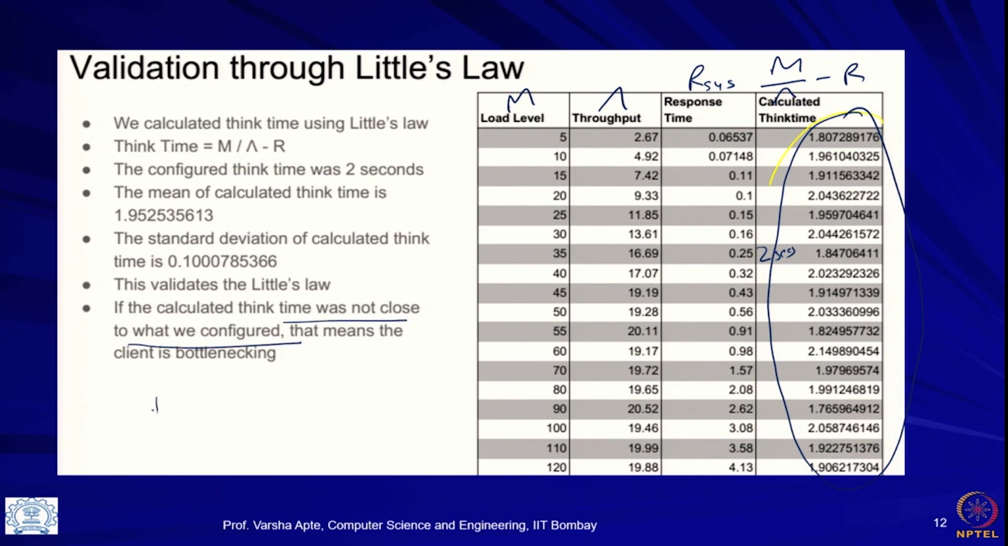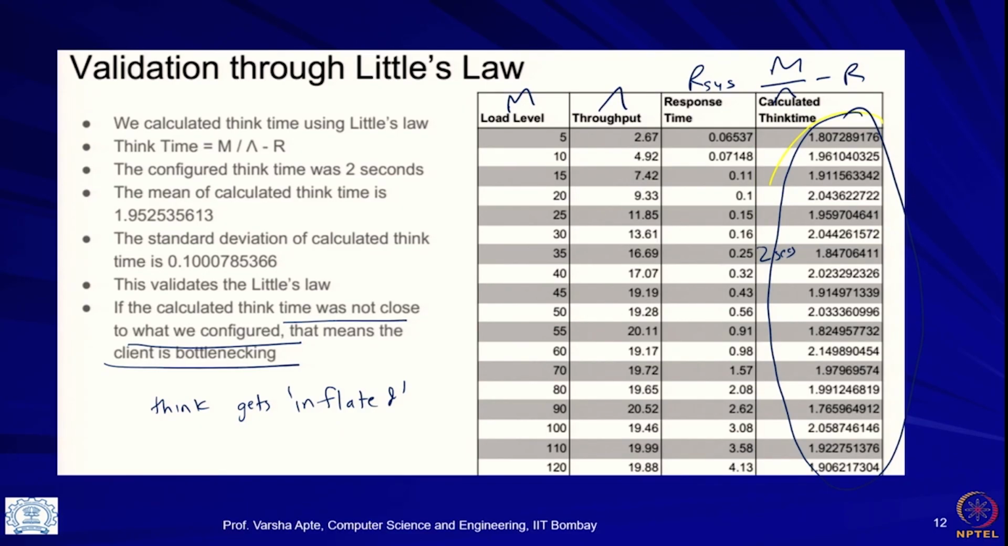Sometimes think time gets inflated. Okay. You configure 2 seconds, but you are getting like 5 seconds, 6 seconds, and sometimes this really means that there is some other time in the system that you are not accounting for. Sometimes it means that the client is bottlenecking, and when this check fails, this is a big indication that something is wrong with your experiment, and you need to make sure whether your model is correct, your experiment is correct, and so on.